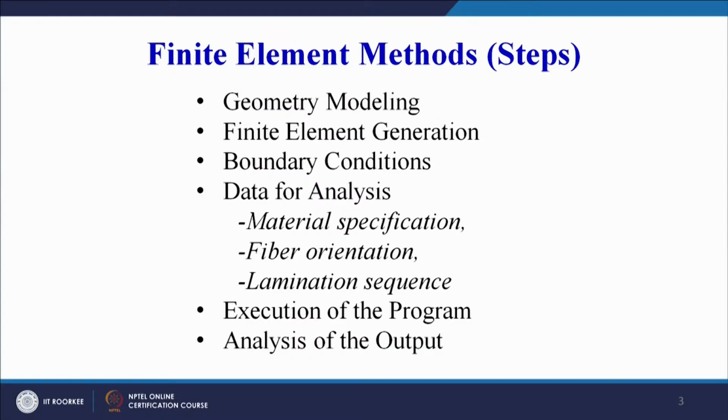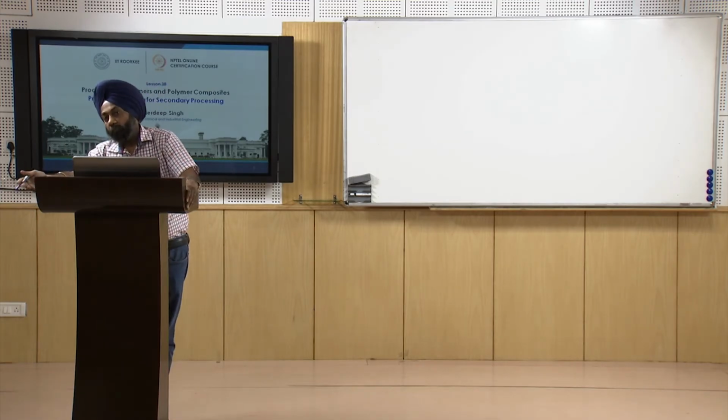So the first thing is the geometric modeling. We have to create a geometry of the drill as well as of the workpiece. Second is to discretize the tool geometry and the workpiece into finite elements. Then we have to apply the boundary conditions. Now our basic model is ready. Now we have to give the data. This data will differentiate between machining or drilling of a steel plate and the drilling of a polymer composite plate.